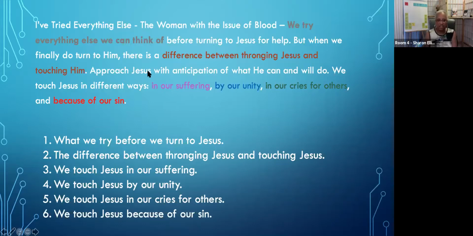The next thing is all these 4 things about how we touch Jesus in different ways. In our suffering, number 3, we touch Jesus in our suffering. Number 4, we touch Jesus by our unity. We touch Jesus in our cries for others. We touch Jesus because of our sin. So you take this paragraph and you make it a list. Right? Okay. Next.